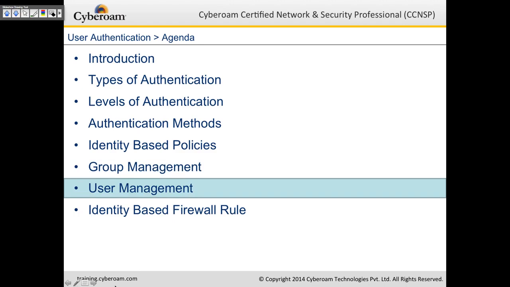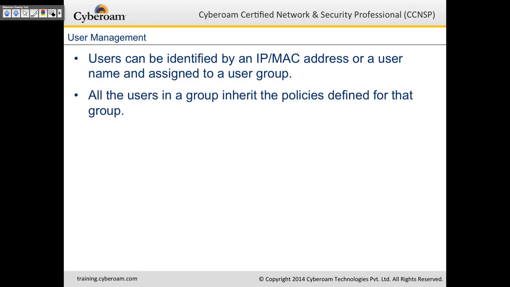Now let's have a look at the user management. Users can be identified by an IP or MAC address or a username and assigned to a user group. We can identify a user by either an IP address or a MAC address. However, if you want Cyberoam to identify a user based on a MAC address, you need to sign in with the general authentication client or the corporate client, which I showed you in the earlier slides.